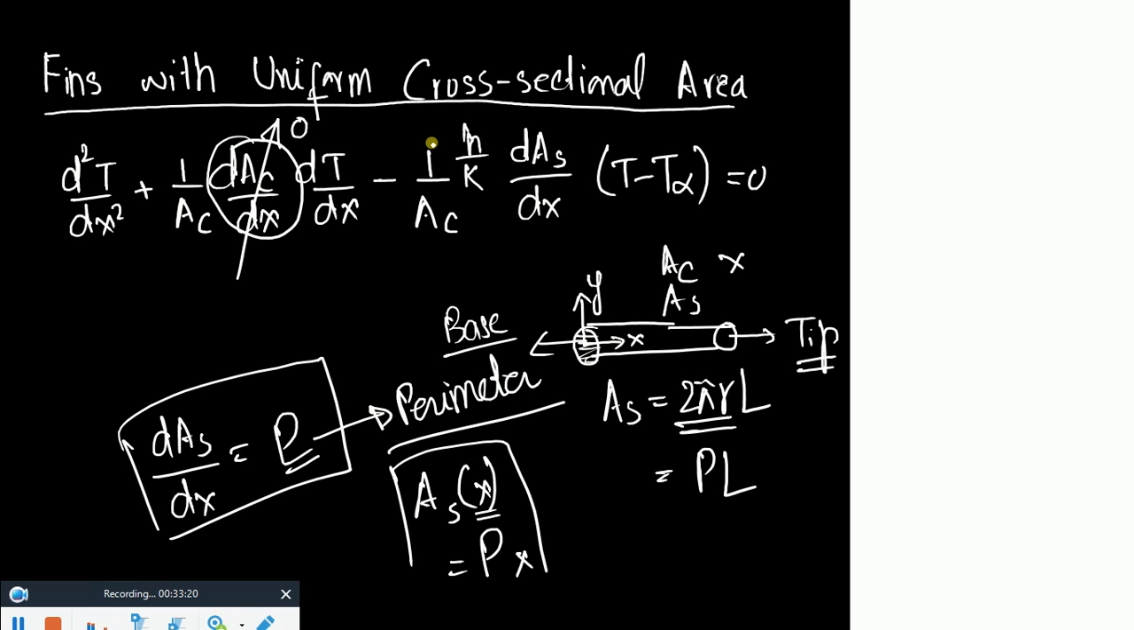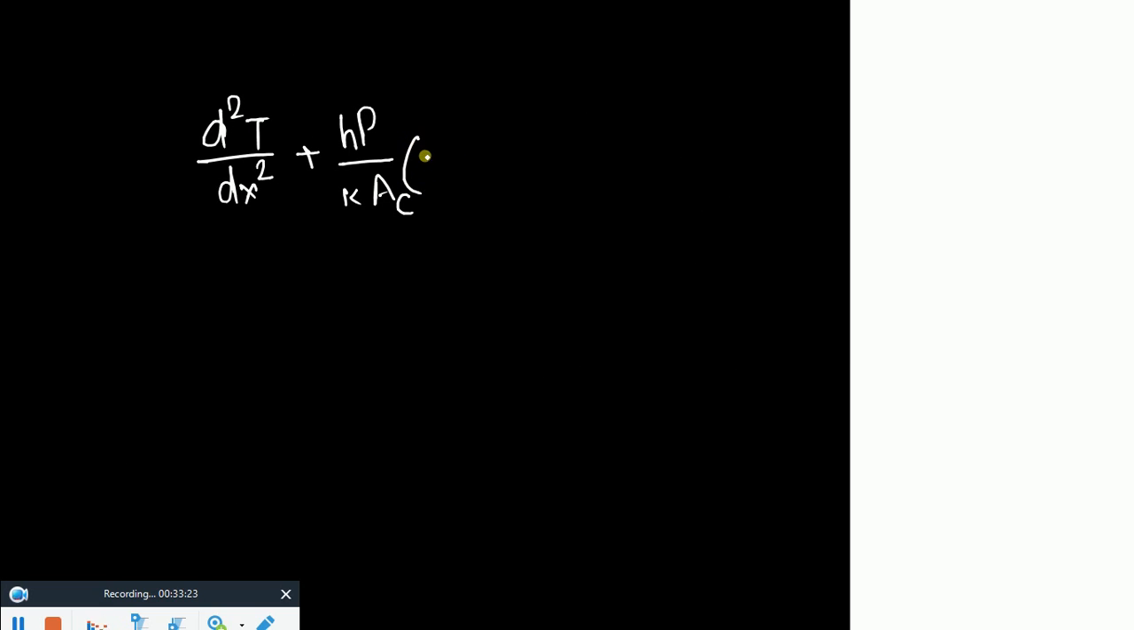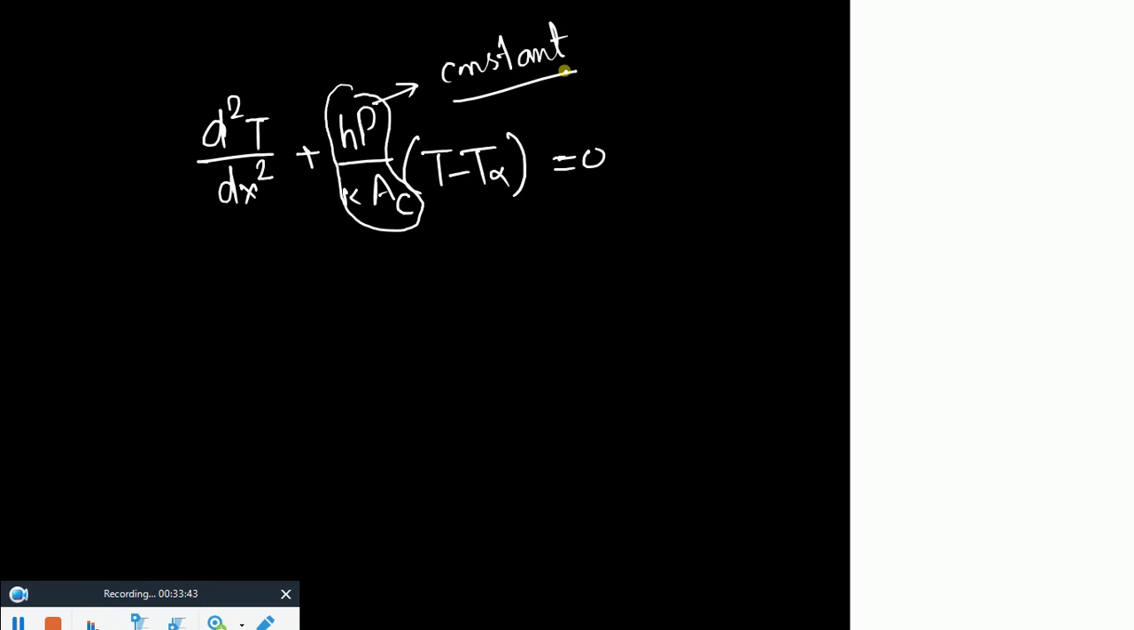And then finally, you would have T minus T infinity equals 0. So it's a simpler equation. Okay? So now you can see that this term would be like a constant term. This term would be like a constant. h is a constant. P, perimeter, is a constant, right? k is a constant, thermal conductivity. A_c is a constant, cross-sectional area. So this whole term is constant.